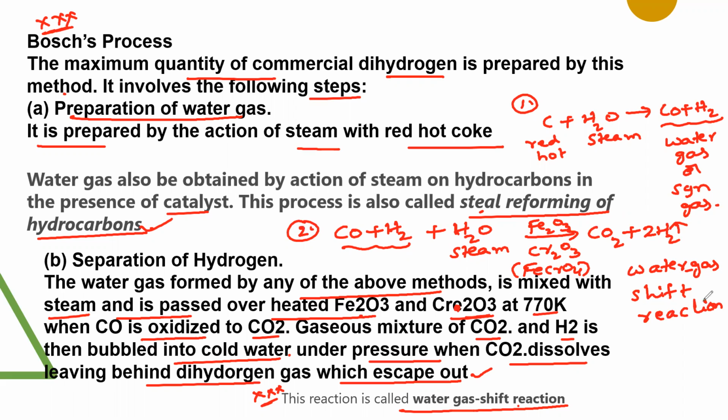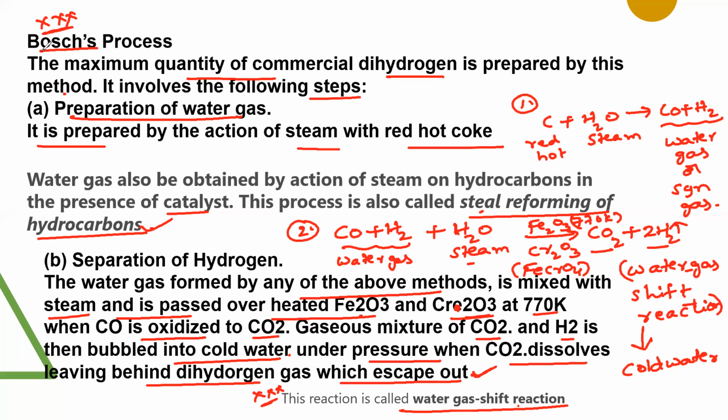The above reaction is called the water gas shift reaction. So what is the water gas shift reaction? Water gas combined with steam is passed over heated Fe2O3 and Cr2O3 at 770 kelvins, I'm writing the temperature here, and forms carbon dioxide gas and hydrogen gas. The carbon dioxide and hydrogen gas mixture is then bubbled into cold water under pressure, when carbon dioxide dissolves in it, leaving behind dihydrogen gas which escapes out. This is called the preparation of dihydrogen by the Bosch process.